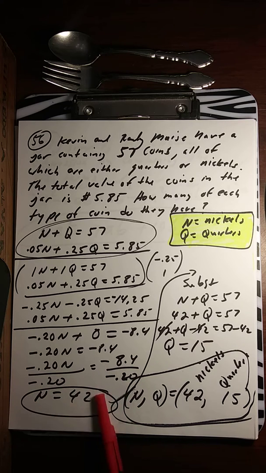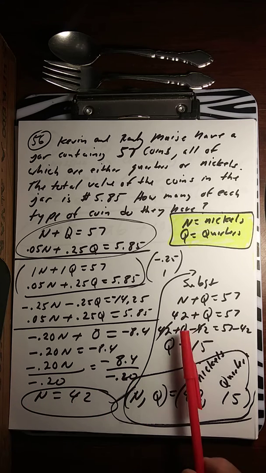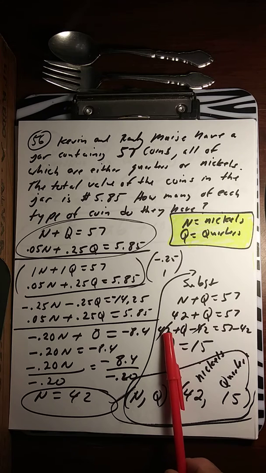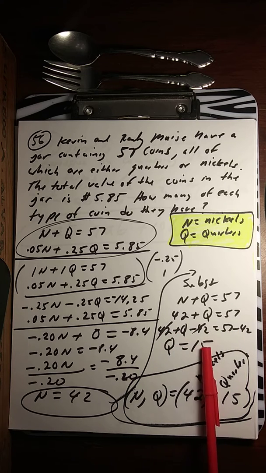So n is 42. So now, put it back here. 42 plus q equals this. So minus 42, minus 42. So q is what? 15. So nickels, 42. Quarters, 15.